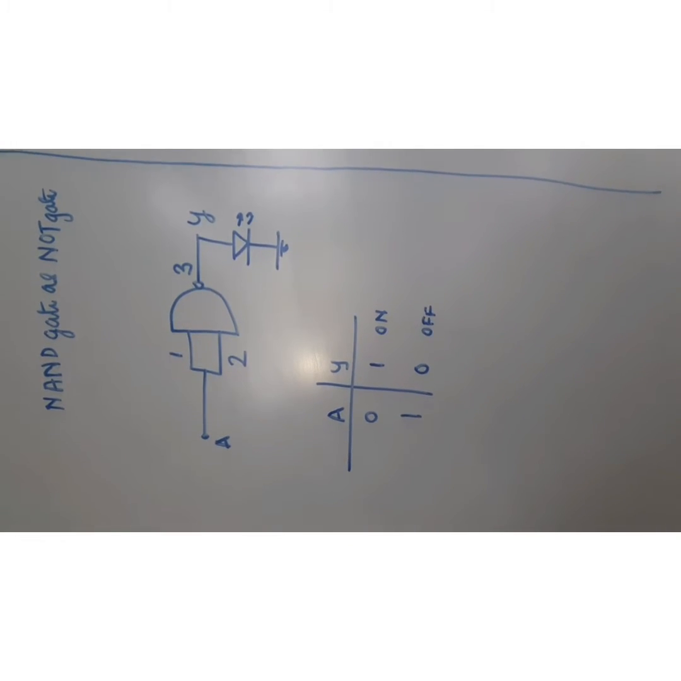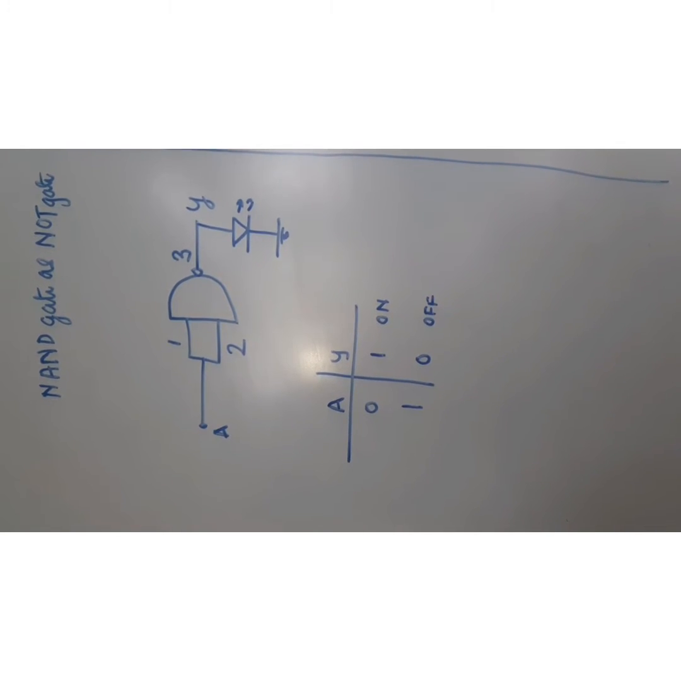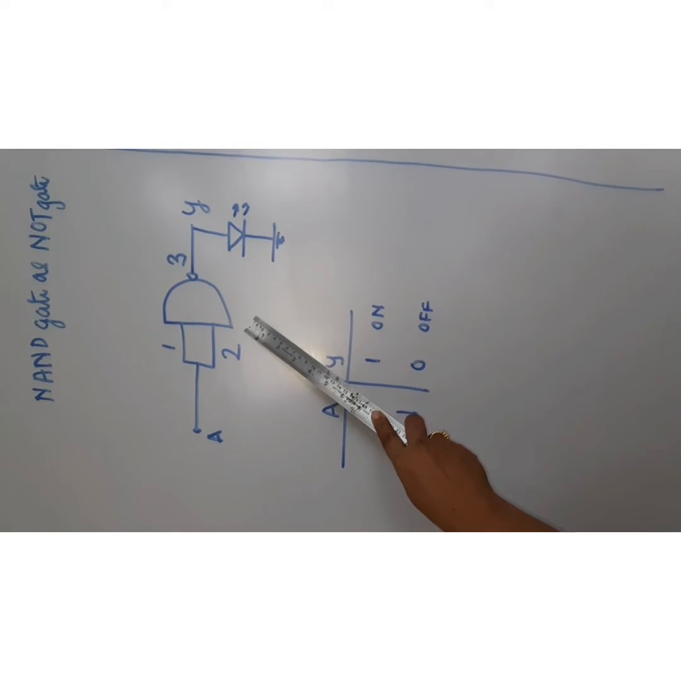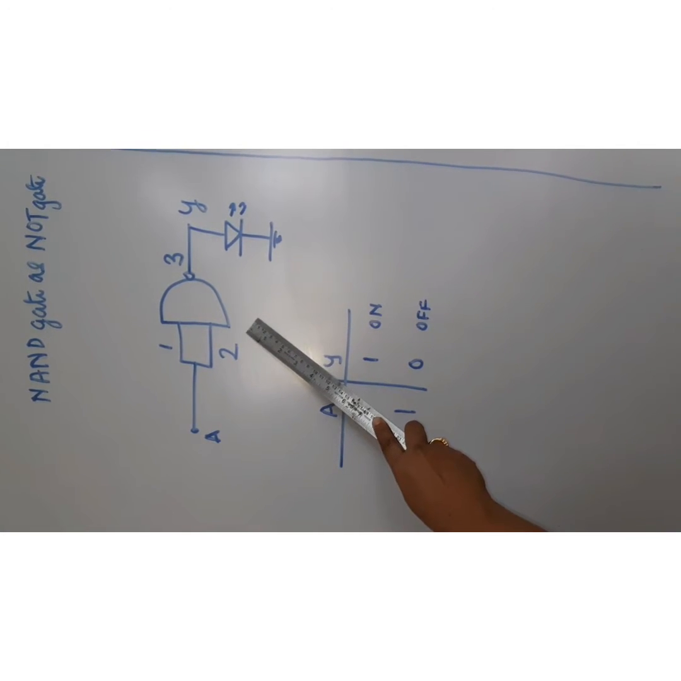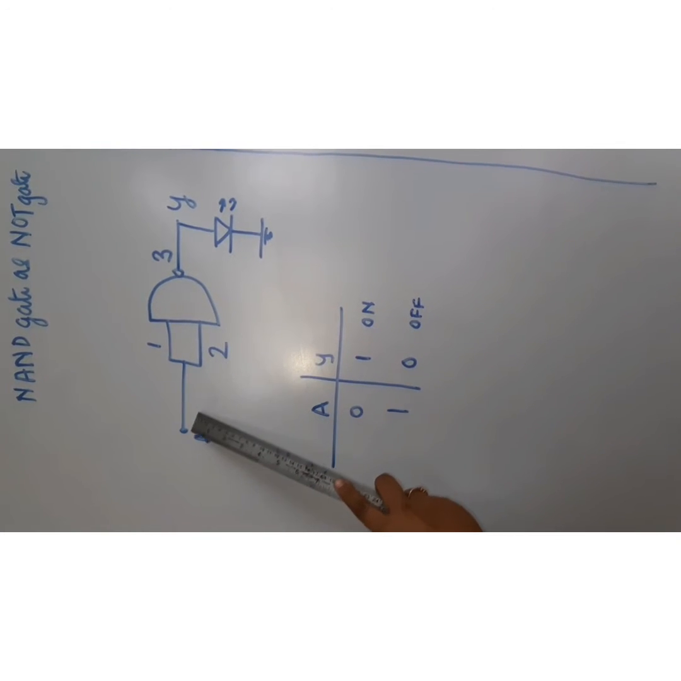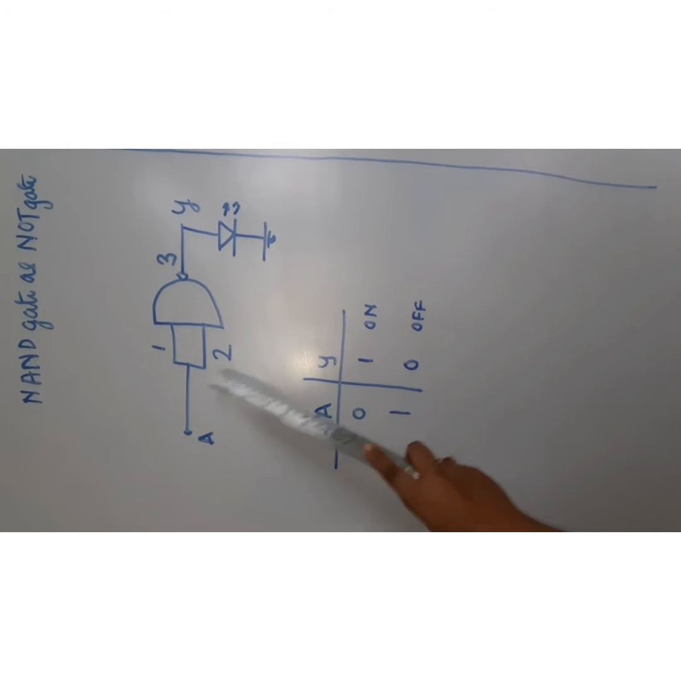So now I am going to show you the circuit diagram and the connections of NAND gate as NOT gate. Here you can see this is NAND gate. The IC number is 7400. In that, when we connect both the inputs together, that becomes your NAND gate as NOT gate. I have shown the connections here. These are the pin numbers.